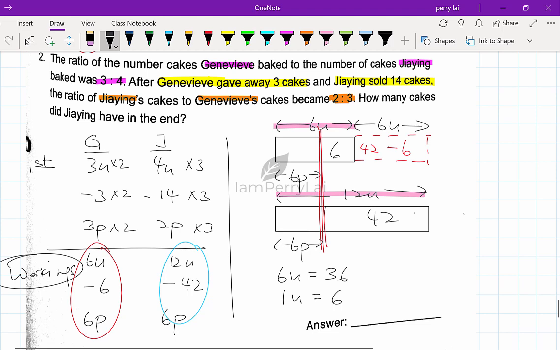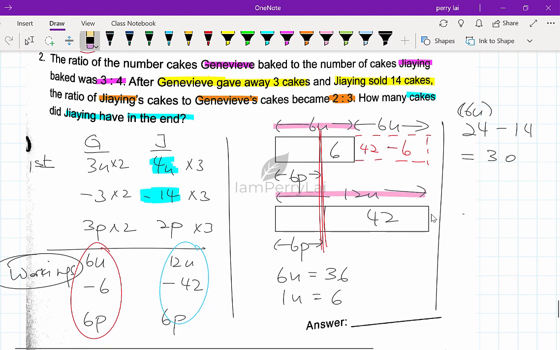Okay, let's go back to the question. How many cakes does Jiaying have in the end? In the end, Jiaying is 4 units taking away 14. So 4 units is 24, taking away 14, which makes a total of 30. This is 6 units. So using the blue highlights is where I can solve the question to find the final answer. Okay, and that's it. Whew.